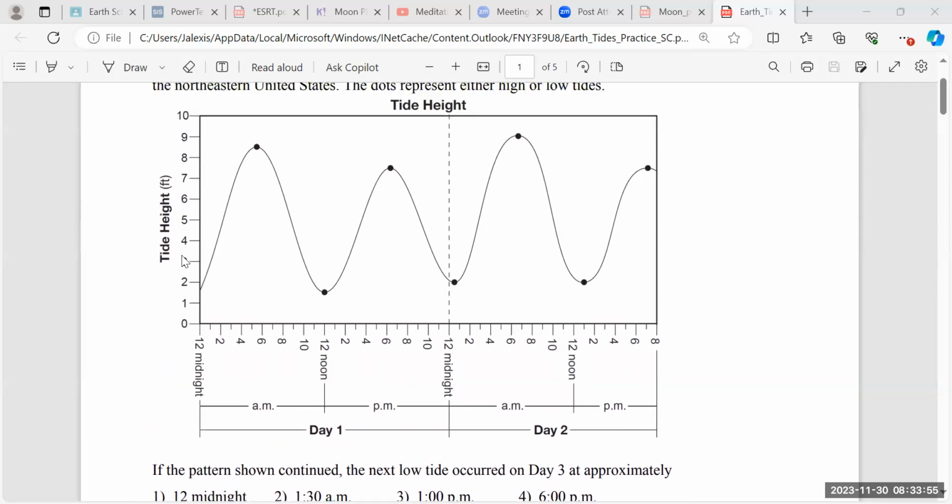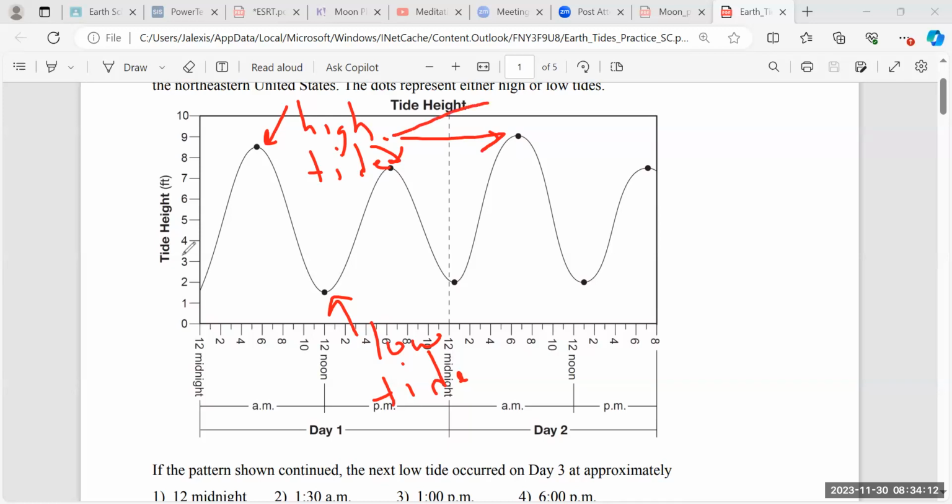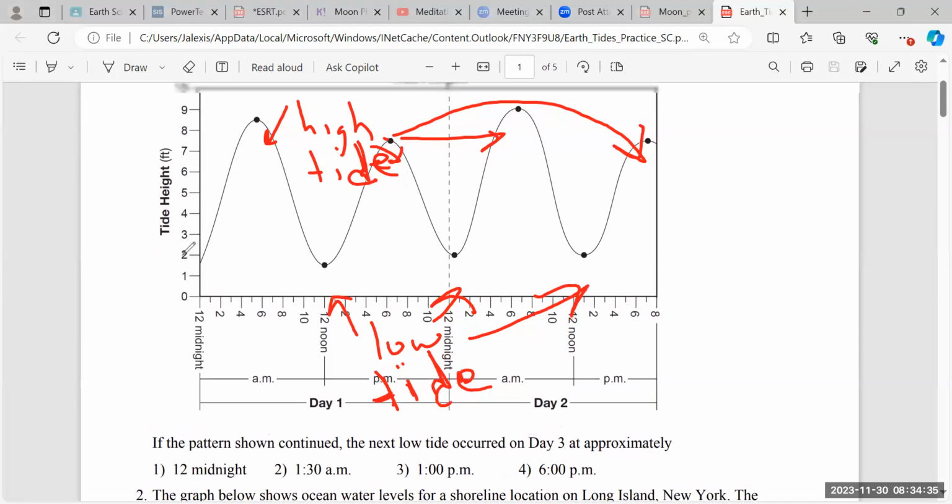All right. So one thing to just keep in mind, this is a high tide, right? This is a low tide, right? This is also a high tide. This is also a high tide. And even here is also a high tide as well. All right. Down here, the low points, these all represent low tides, okay? So the question is asking if the pattern continued, when will the next low tide occur on day 3?